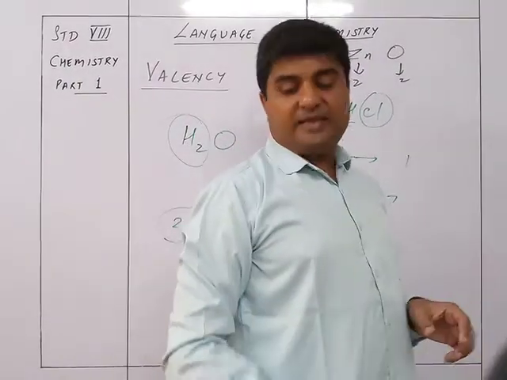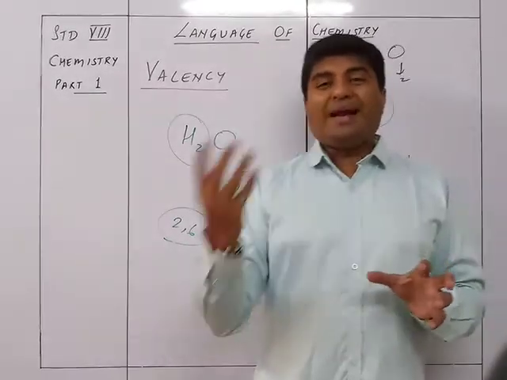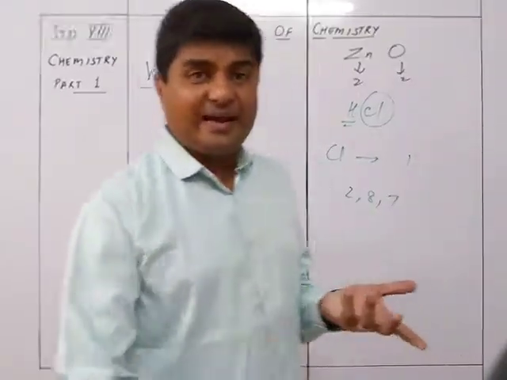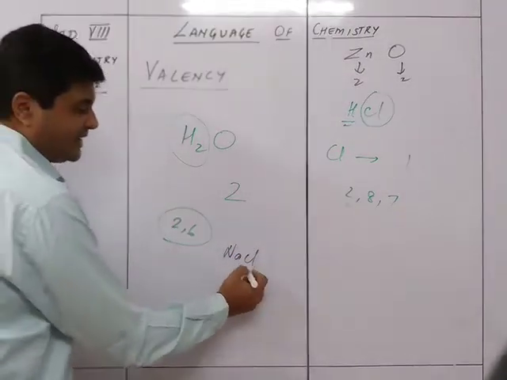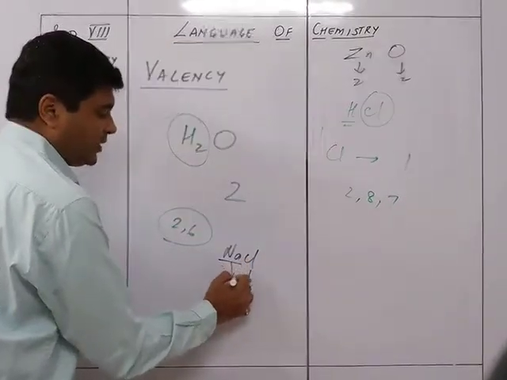So whatever is the combining part, for example NaCl, let's see about NaCl. We don't know about NaCl now, but I know that the valency of Cl is 1, so what will the valency of Na be? It will be 1 only.